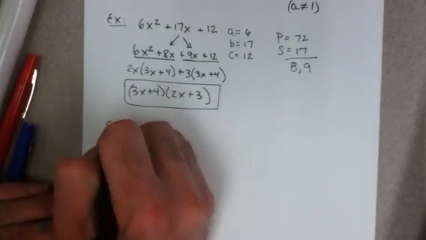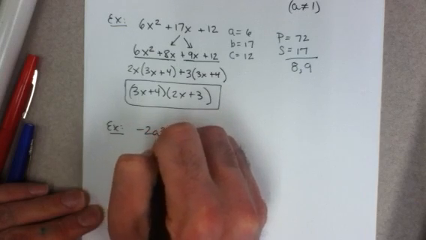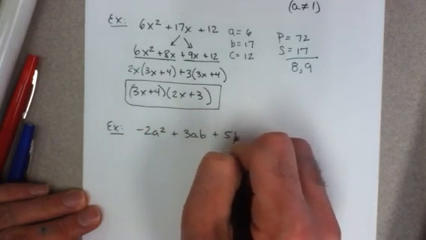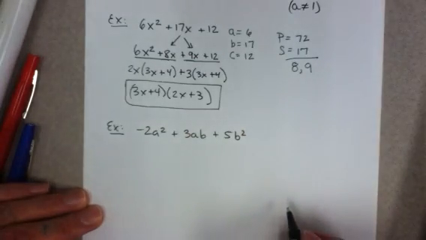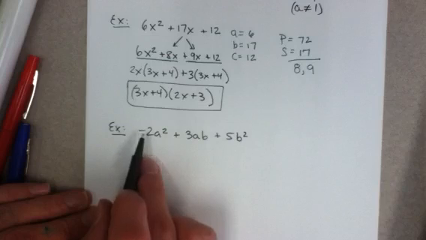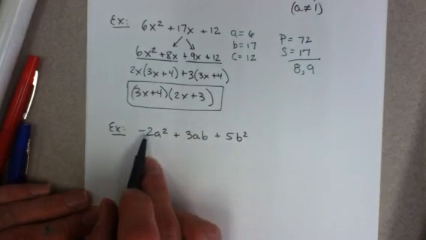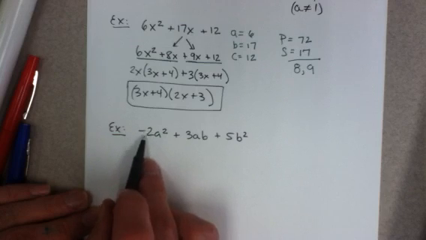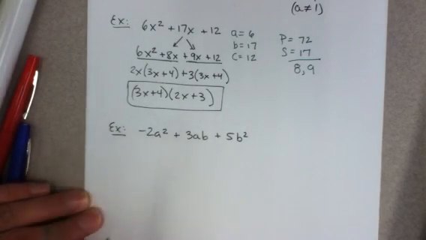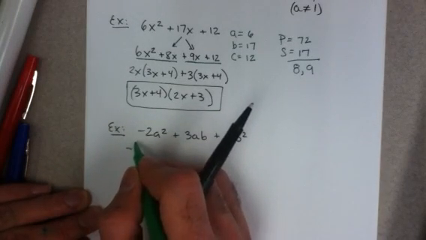Now let's do another example that may be a little more difficult. In this case, let's do negative 2a squared plus 3ab plus 5b squared. So in this case, it's a little more difficult because there are two variables and the leading coefficient is negative. It's always a little bit nicer to factor a negative out so that your leading coefficient is positive. It's not completely necessary every time, but it usually does make the process easier in general.